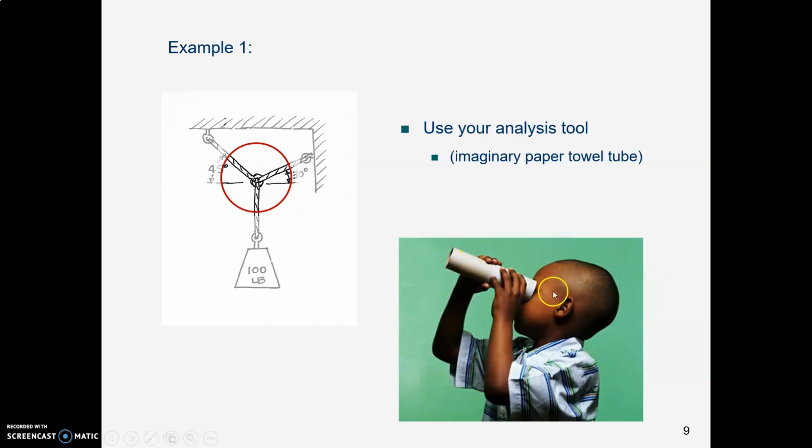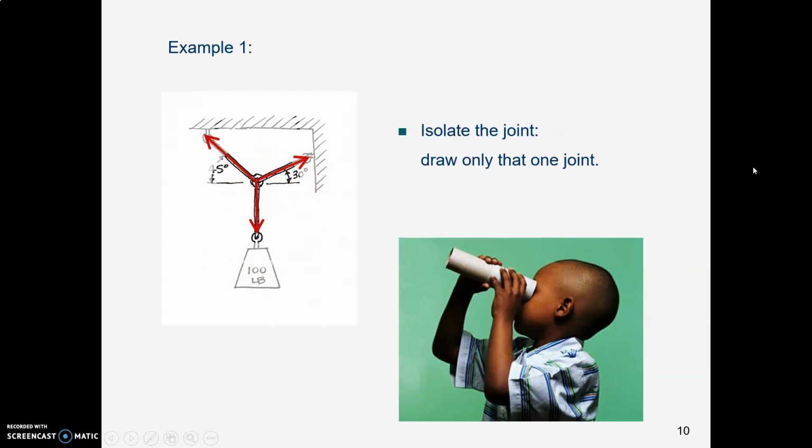Imagine this is a paper towel tube. You imagine yourself looking through a tube at just one joint. And when you do that, you can't see anything around here. You can't see the ceiling, you can't see the wall, you can't see that weight. All you can see through your tube is that joint right there. So you isolate that joint and you draw a free body diagram for just that one joint.